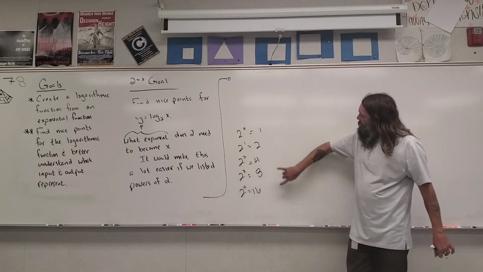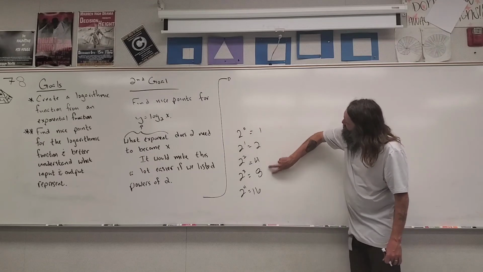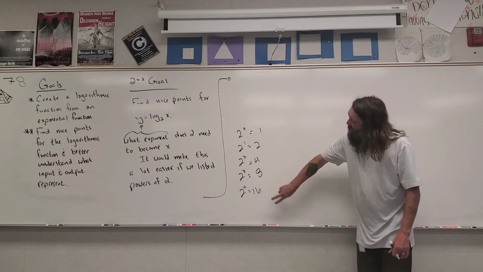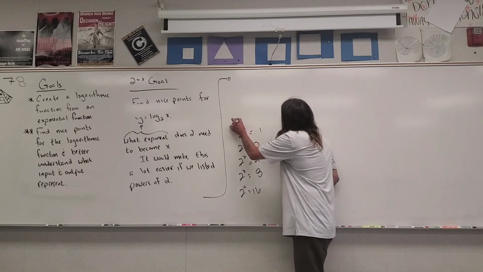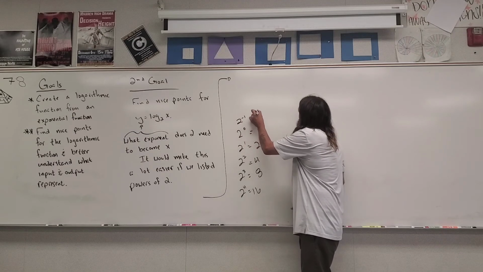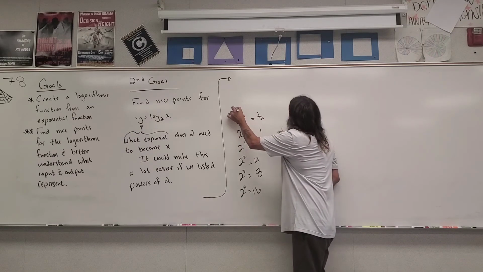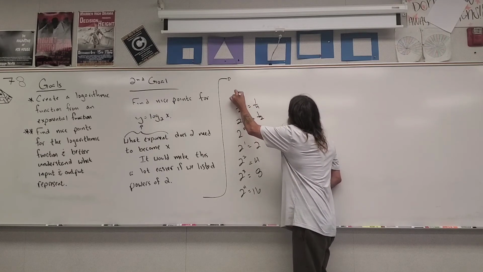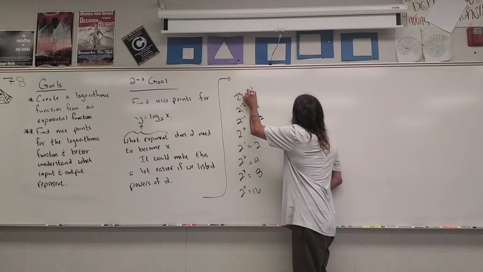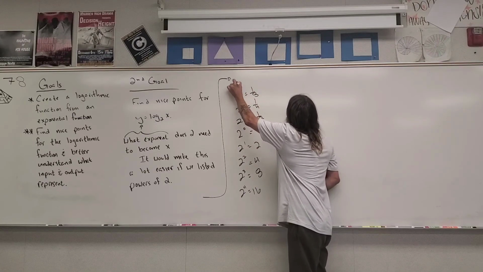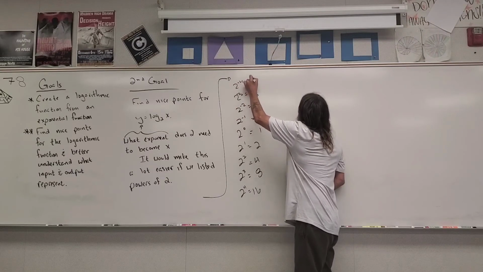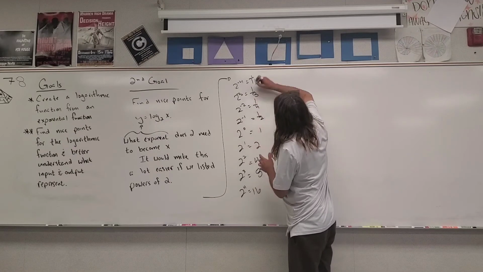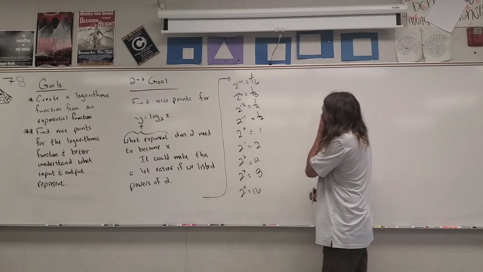Now, going the other way, remember, when we have negative exponents, we flip these numbers. So 2 over 1 will get flipped, 4 over 1 will get flipped, 8 over 1 will get flipped, and 16 over 1 will get flipped. So 2 to the negative 1, that equals a half. 2 to the negative 2, that equals a fourth. 2 to the negative 3, that equals an eighth. And 2 to the negative 4, that equals a 16th.